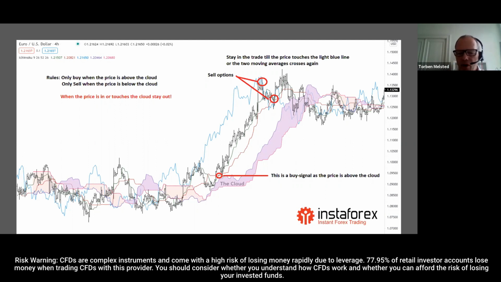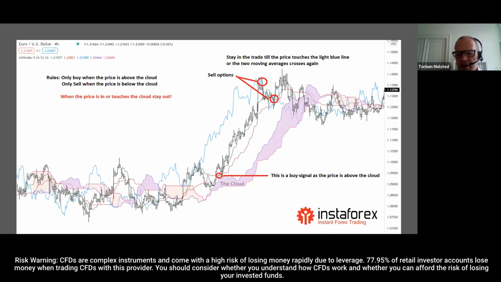Price has to be over the cloud. That's the only thing that is required if you want to buy. So price, as you see it here, goes over the cloud and stays over the cloud all the time till we have the entry point where the 9-period moving average is crossing the 26 in an upwards direction, and the 9 is now above the 26. So even if you just had used the 9 and 26, that could be it.